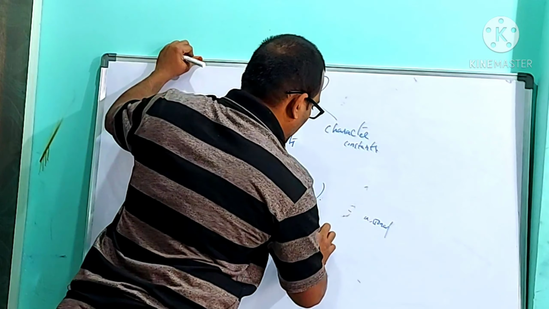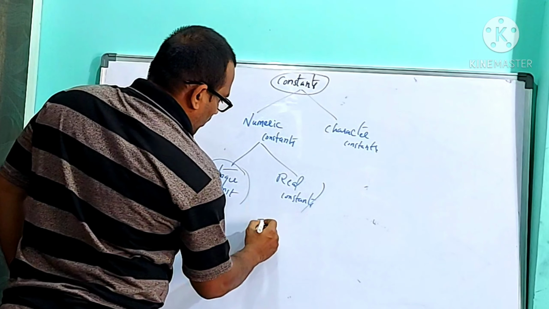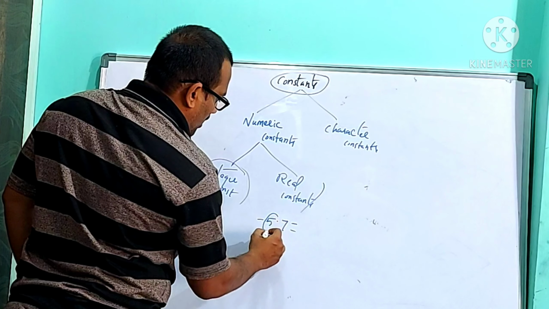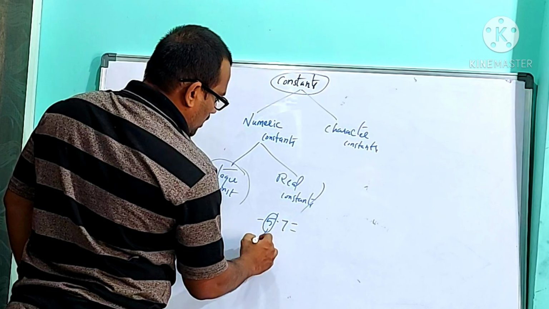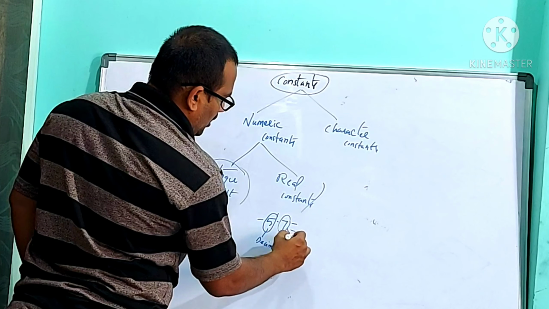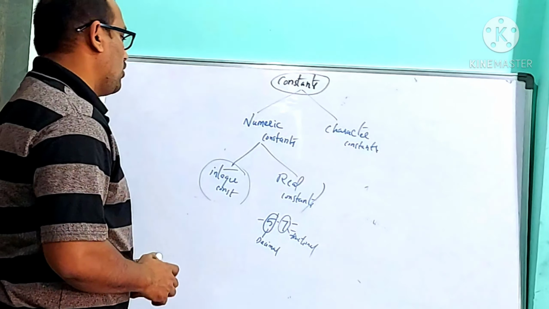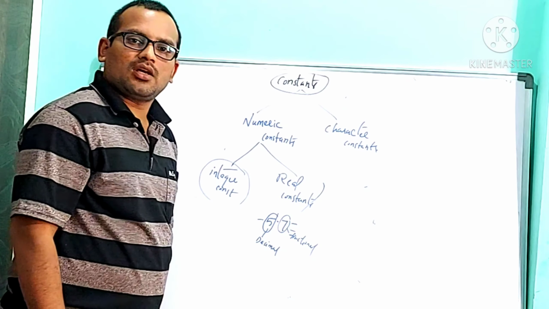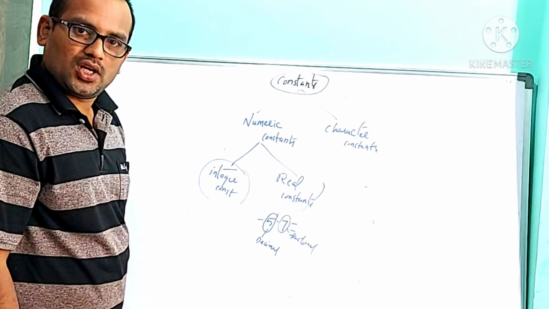For example, look carefully: minus 5.7. Here, before the dot there is minus 5, so 5 comes under the decimal part. After the dot it contains 7, which comes under the fractional part. So this type of value comes under real constants. Generally, real constants are represented in exponential notation.